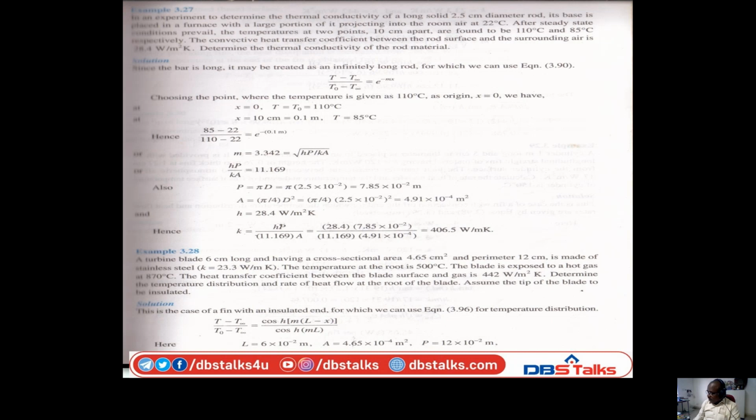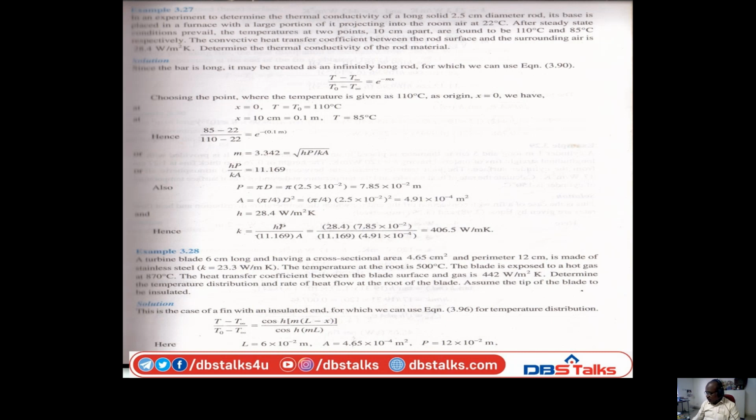That is a turbine blade 6 meters long, having cross-sectional area 4.65 centimeters square and perimeter 12 centimeters, made up of stainless steel. The stainless steel K value is given in this problem. The temperature at the root is 500 degrees centigrade. That is T0 is given, the base temperature.